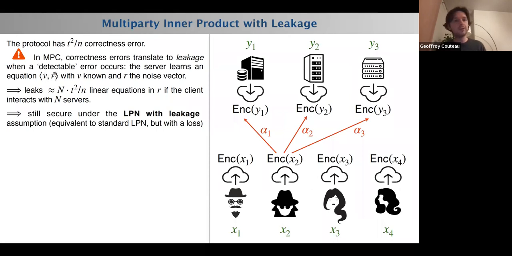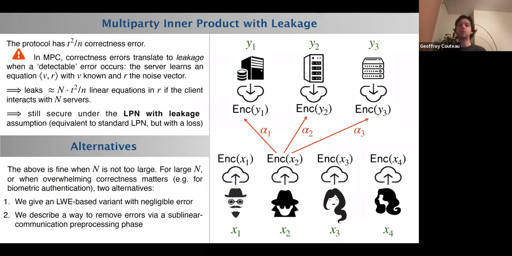v is a known vector and r is the noise vector. So the server will, for each error, accumulate one linear equation about the noise. So if many servers were to join their forces, they could accumulate many linear equations about the noise. As long as the number of servers is not too big, so you won't have too many errors overall, then this is still a secure protocol, but the security now only holds under some variant of LPN, which is an LPN with leakage assumption, and this variant can be reduced to a standard LPN assumption, but there is a loss.